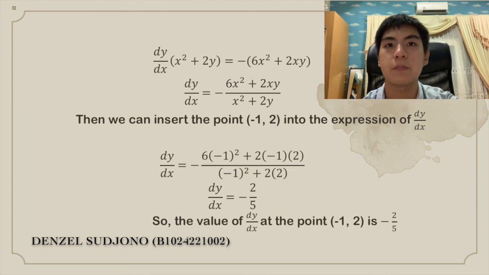Then we can insert the point minus 1 and 2 into the expression of dy per dx. And then we get dy per dx equals negative 6 times negative 1 to the power of 2 minus 2 times negative 1 times 2 per negative 1 to the power of 2 plus 2 times 2. So dy per dx is negative 2 per 5. So we get the value of dy per dx at the point negative 1 and 2 is negative 2 per 5.